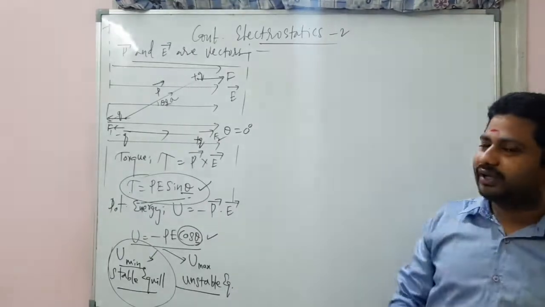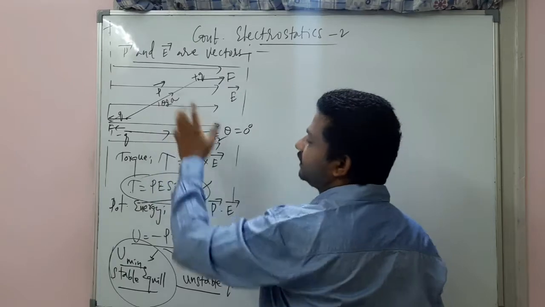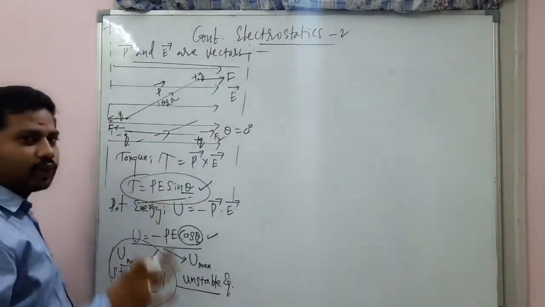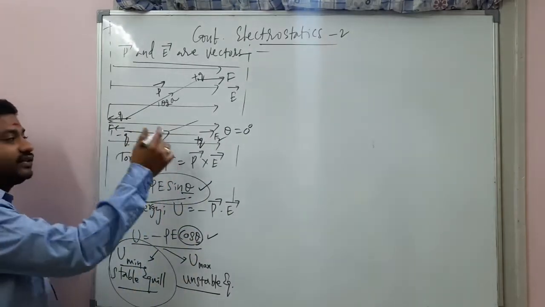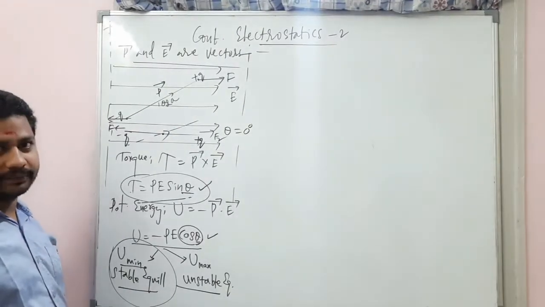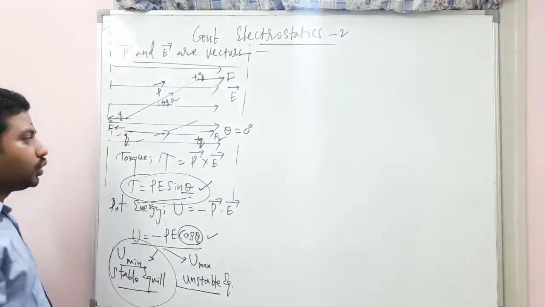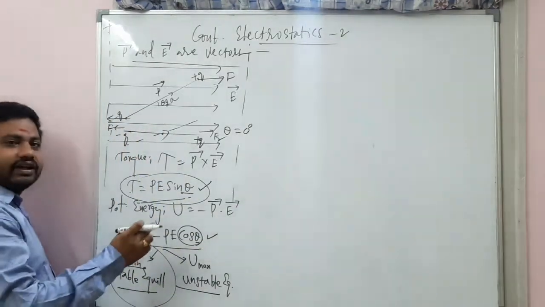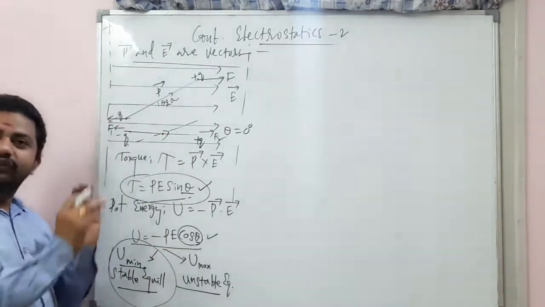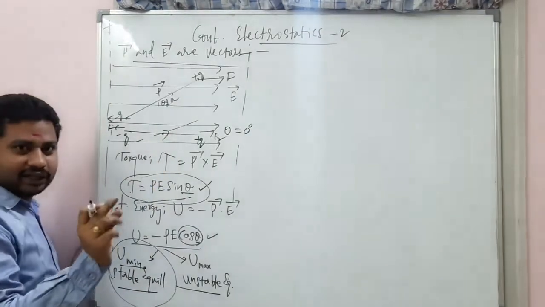So a very important point is that if I disturb this dipole like this and release, what happens? There is now a torque. The body is not in rotational equilibrium, right? The body is only not in rotational equilibrium; it will remain in translational equilibrium. So it is not in rotational equilibrium.